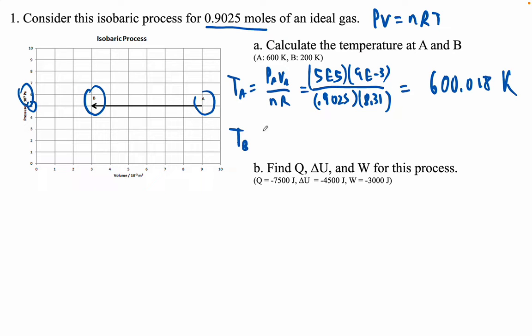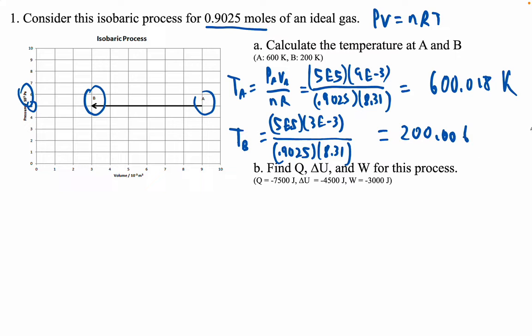So let's do it. T_B is going to be, the pressure is still 5E5. The volume's now 3E minus 3, which is 1/3 of that, which is why we're going to get 1/3 of the value. But I'm going to do this for the non-believers. I'm going to do the same exact thing I just did, only I'm going to change the 9 to a 3, which of course will make this 200.006 kelvins. So 600 and 200.